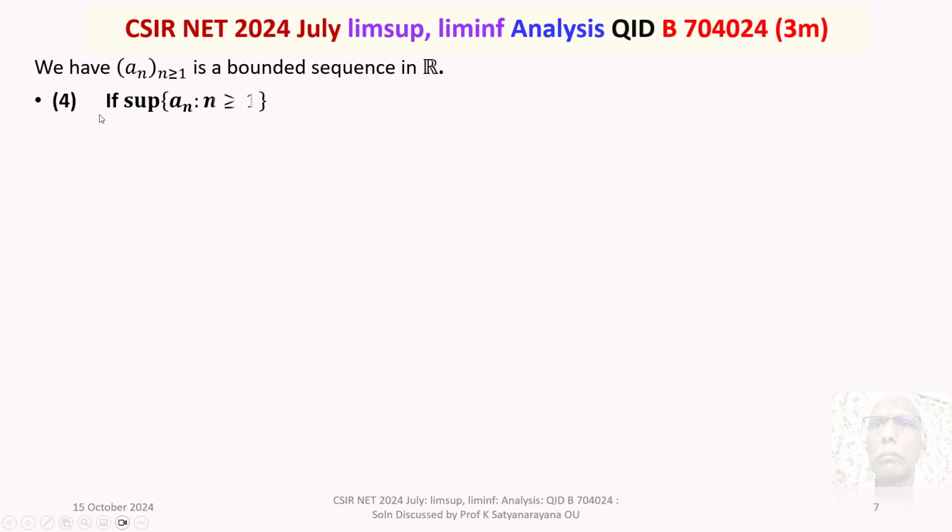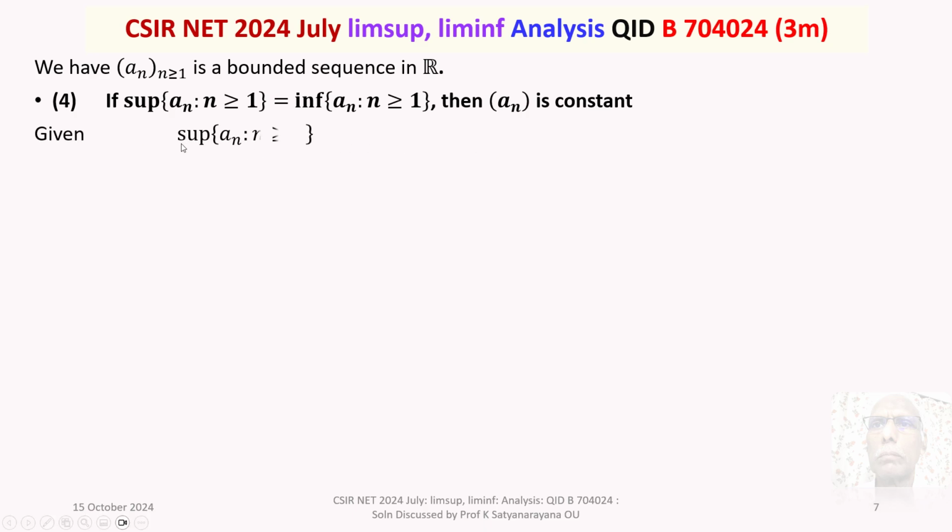Option 4 we have considered here. If supremum of a_n, n greater than or equal to 1, is equal to infimum of a_n, n greater than or equal to 1, then a_n is constant.